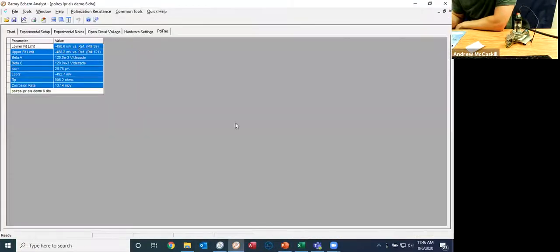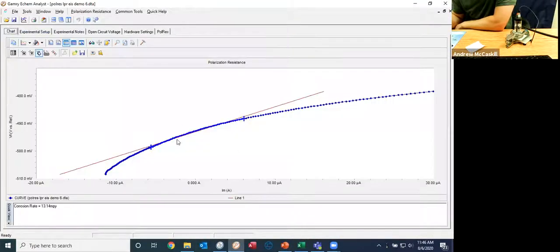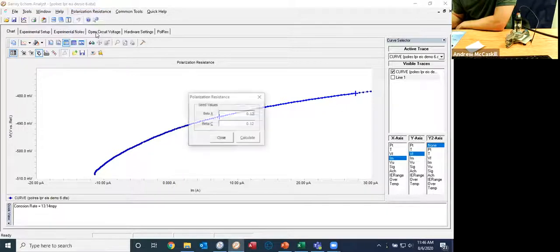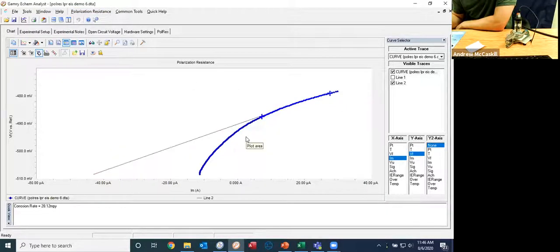But what if I was just to choose different values here? Let me get rid of this line. What if instead I decided that I wanted to go from this point to this point, because that just looks nice and straight. That's just what I want to choose for whatever reason. So now I'm going to calculate it out. Now our corrosion rate's up at 28.